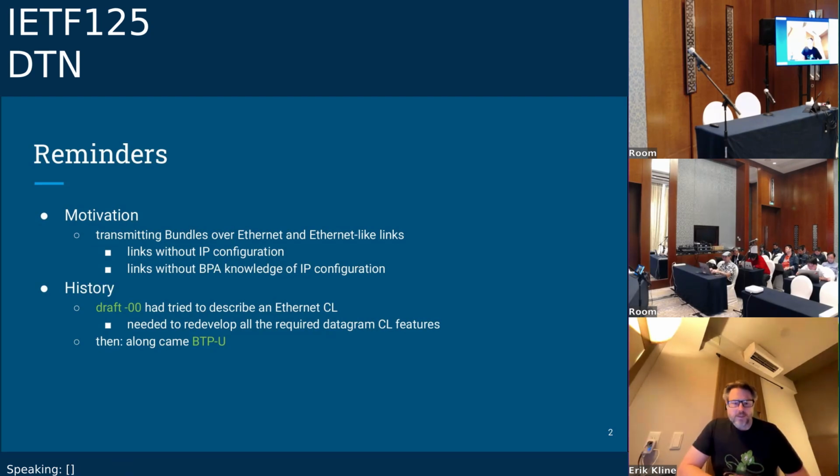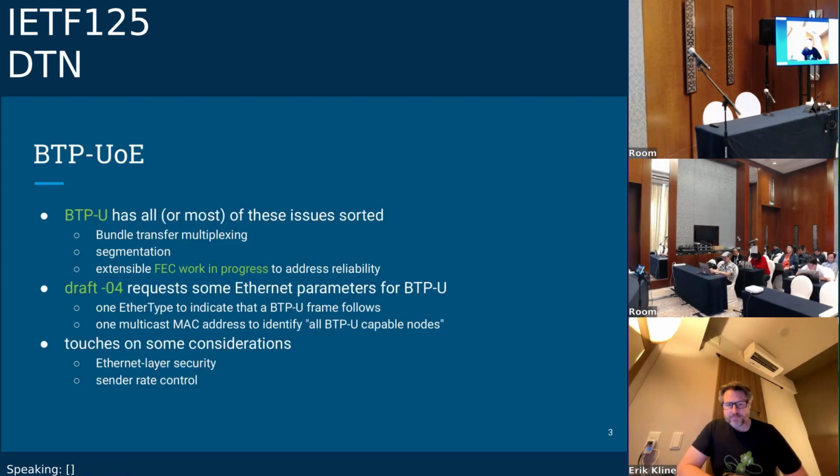Originally I had tried to think about replicating all of the UDP CL semantics over Ethernet, but then along came BTPU. It has all of the required issues sorted. It's got multiplexing and segmentation, and it has FEC support. Draft 04 is out with a bunch of updates responding to feedback from Brian, principally, I believe.